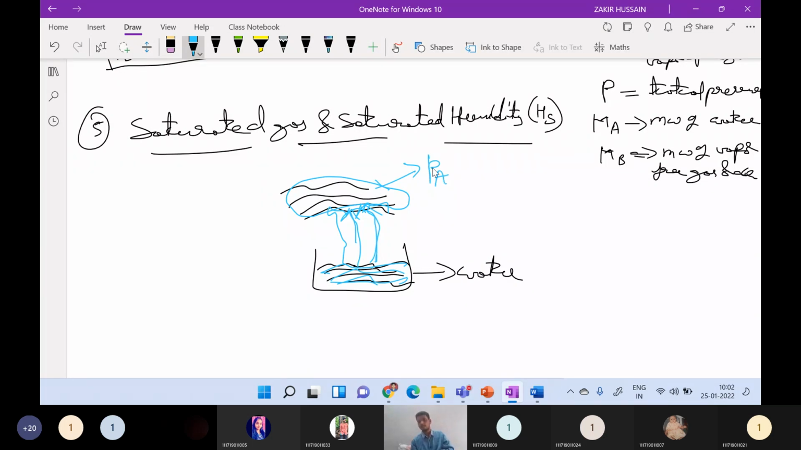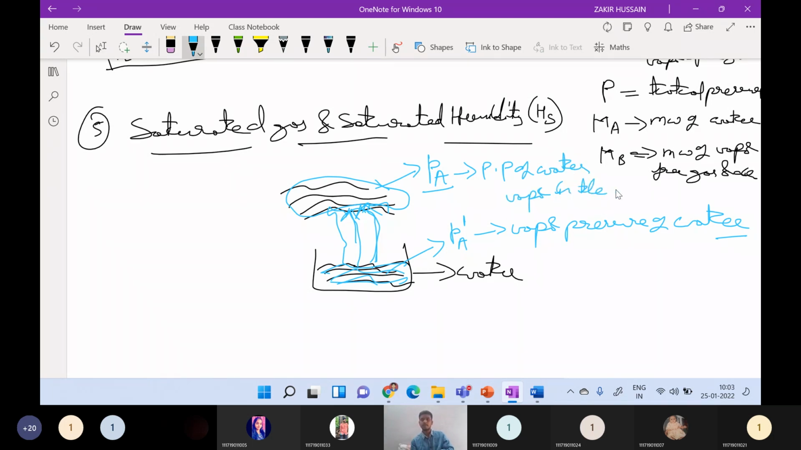In the liquid condition, water will have a vapor pressure that is called PA dash. Let us say this is the vapor pressure of water in the liquid phase. This is the partial pressure of water vapor in the gas, that is PA. PA dash is the vapor pressure of water.